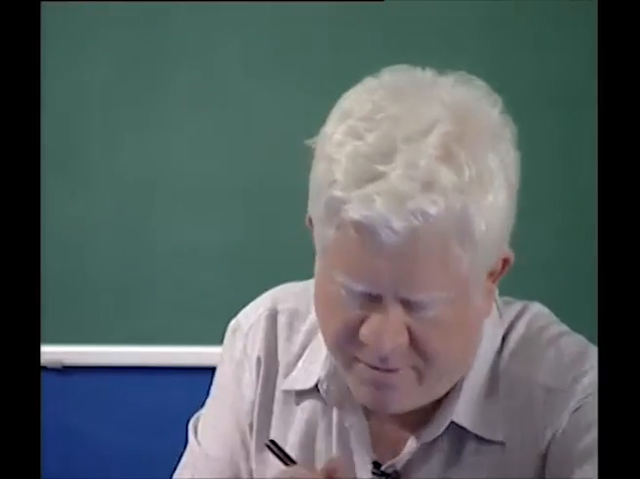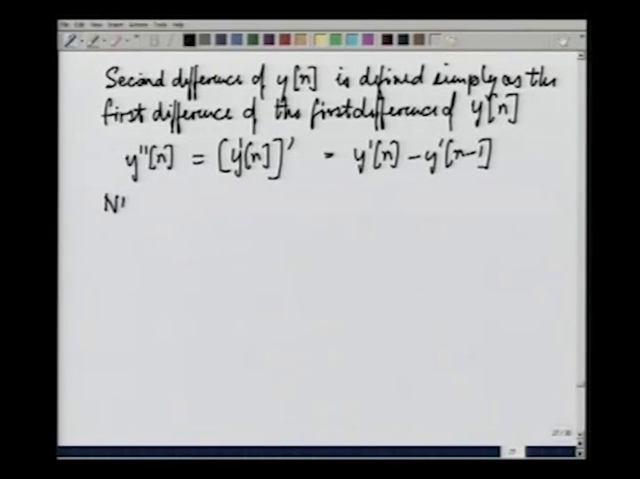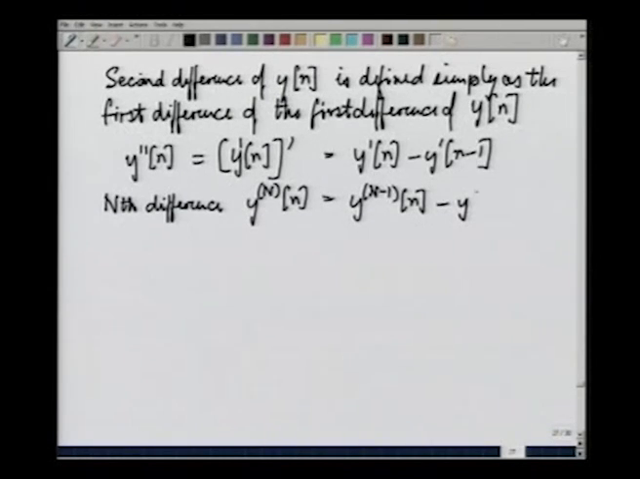And by analogy you can go on and define the nth difference. The nth difference will simply be, I will denote this by y n of n, equal to y n minus 1 of n minus y n minus 1 of n minus 1.